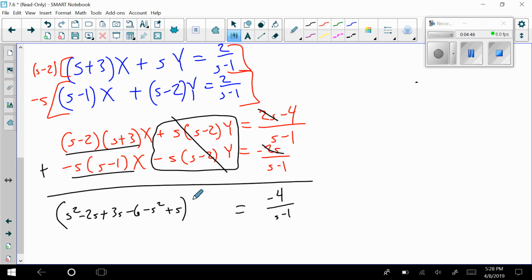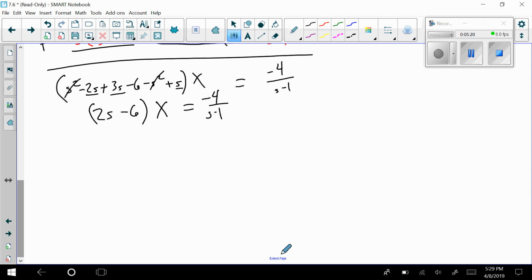Those all have an x here. Of course, combining some things, I see that these are going to go away. s and a negative 2s will make a negative s. Oh, but then I have this 3 in there. So this and this would make a 2s, and I have minus 6. The big X here equals that negative 4 over s minus 1.